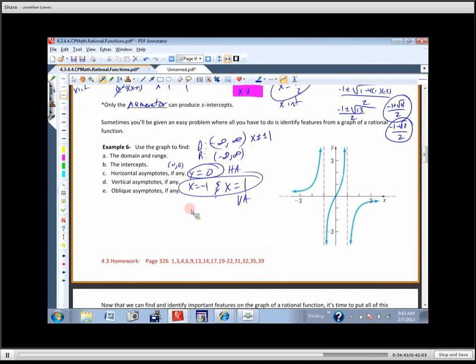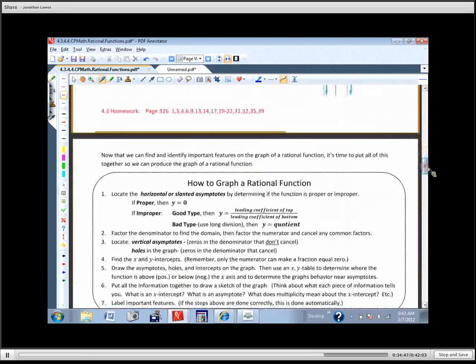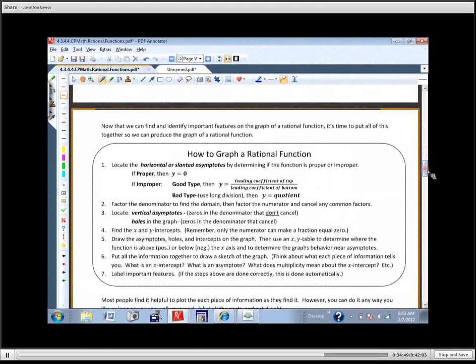Don't put that away yet. Okay. See those steps 1 through 7? You don't have to go through those steps in that exact order and do this, then this, then this, then this. These are general guidelines. Okay? So this one says locate horizontal or slanted asymptotes, oblique asymptotes. Okay? And you do that by figuring out whether it's proper or improper. Factor the denominator, find domain issues.